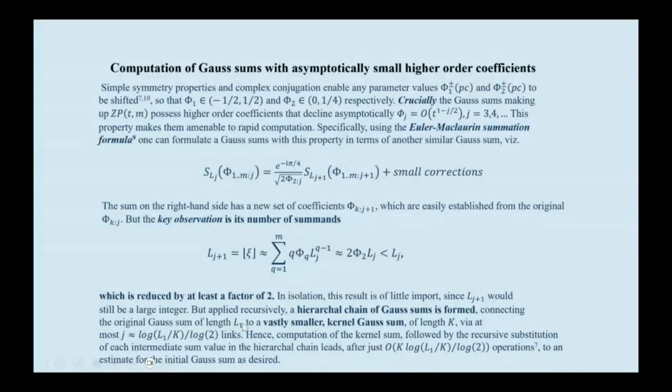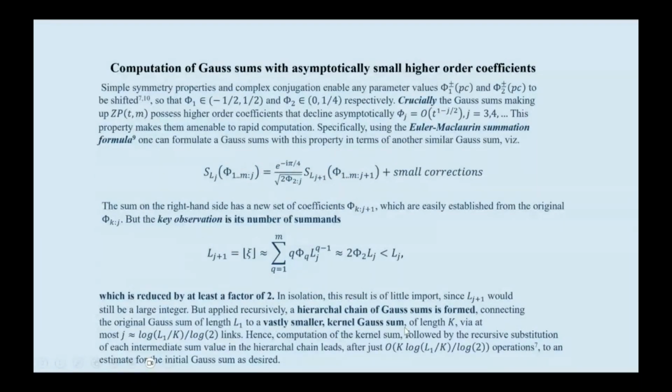and you can take your original Gauss sum of length L1 down to a vastly smaller, what I call a kernel Gauss sum of length K. And K is something, as a user of the code, you can prescribe. Actually, in the code it's done for you, but you can prescribe it if you're interested in doing that. And all you need to do that is, at most, J, some logarithm of L1 divided by K over log 2 operations. Those are the number of links. So you go from your first Gauss sum to number 2, to number 3, to number 4, all the way down until you reach your kernel sum.